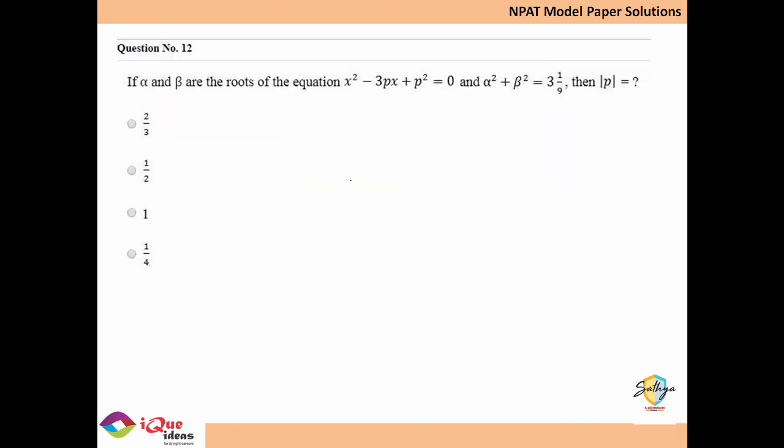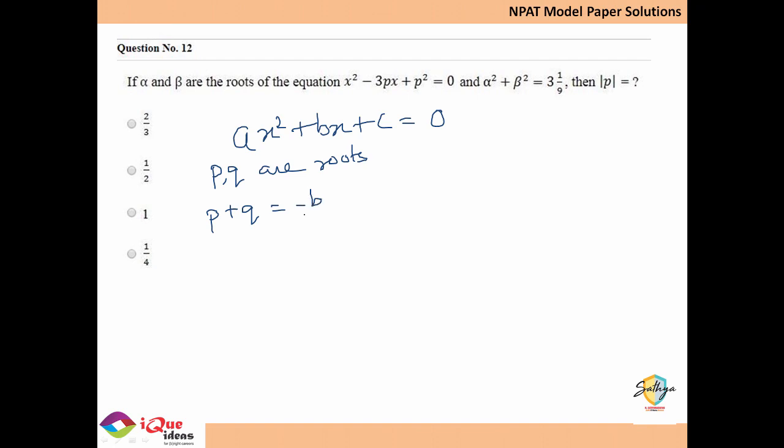Okay, the next one, alpha and beta are the roots of the equation. Then you have to find what is mod p. Now, the funda here is that whenever an equation ax square plus bx plus c is given equal to 0, if p and q are the roots of this equation, then p plus q is minus b by a and p multiplied by q is c by a. The sum of the roots is given by minus b by a and product of the roots is given by c by a.